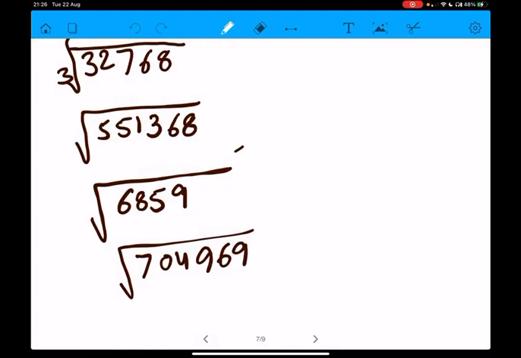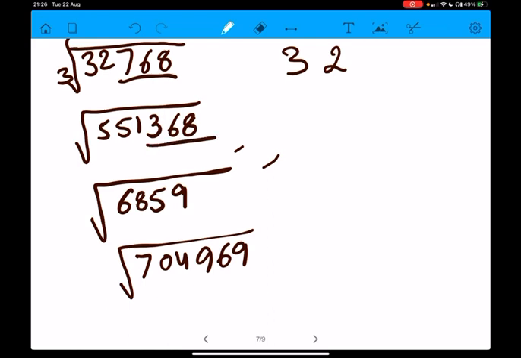Giving more examples to make it easy. 32768. The number ends with 8, so the cube root has to end with 2. 32 is between 3 cube, which is 27, and 4 cube, which is 64. So it's 32.